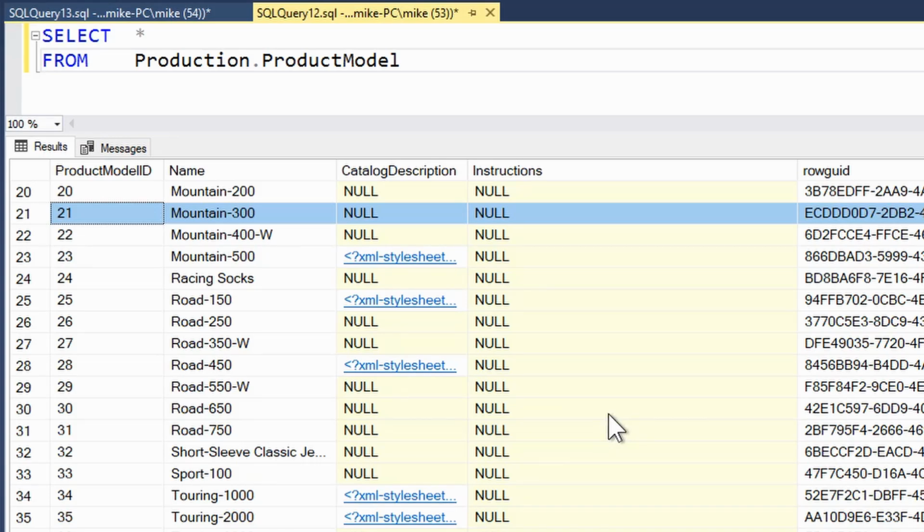So this is what one-to-many looks like. Here is our query for product model. There's our product model record, 21. That's the primary key. There's only one of them, and there's only one model, which is the whole purpose of having this table. So take note of that key there, 21.